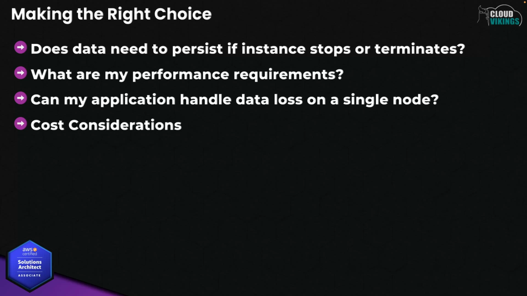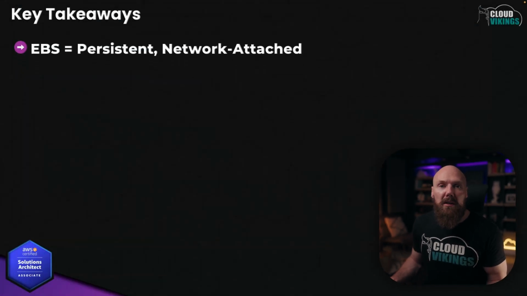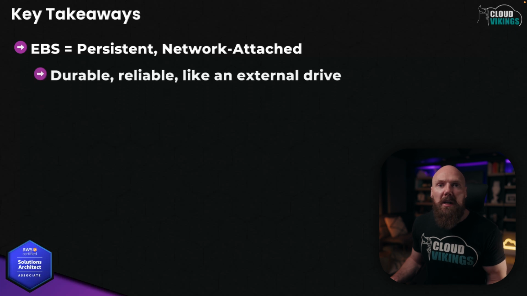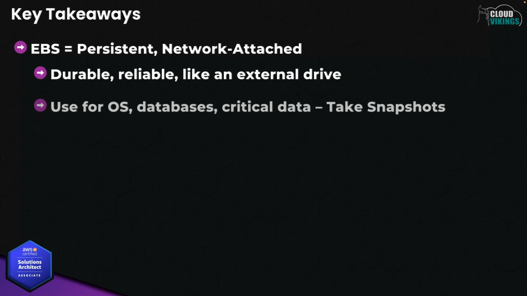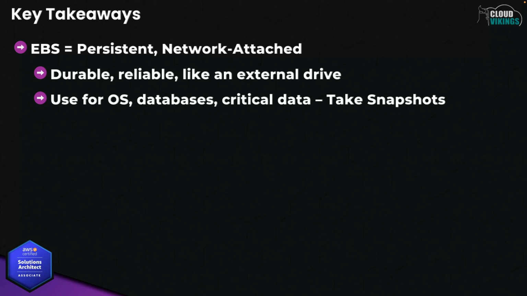All right, let's quickly recap the main takeaways here from this lesson. Again, EBS is your persistent network-attached storage. We want to think of EBS as your reliable, durable storage solution, like a virtual external hard drive in the cloud. It's network-attached, its data persists independently of the instance, and it's the standard choice for operating systems, databases, and any critical data that we need to keep safe. Also remember to leverage the snapshot features for your EBS volume backups.